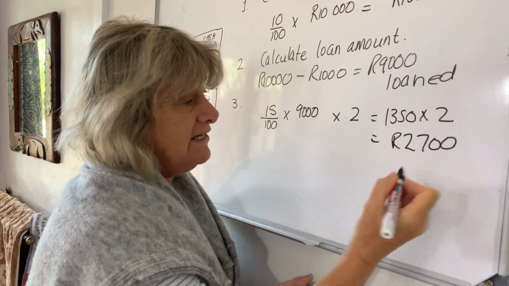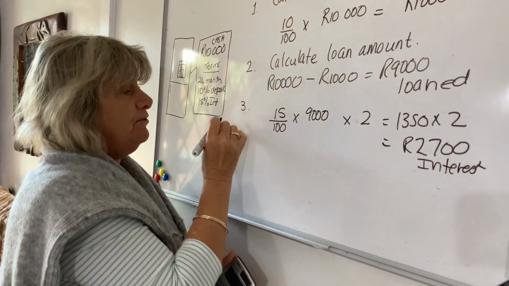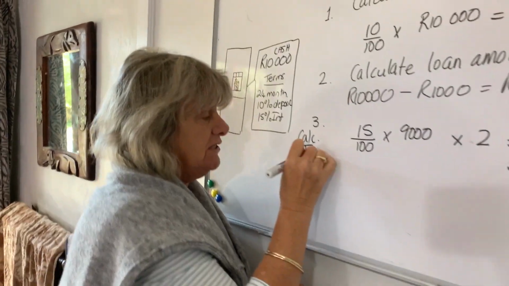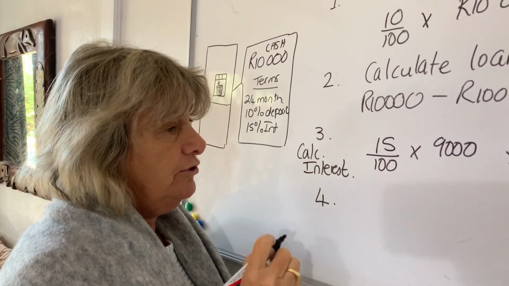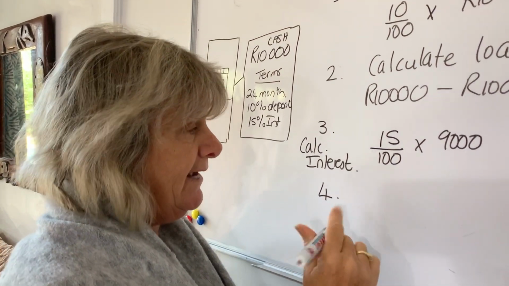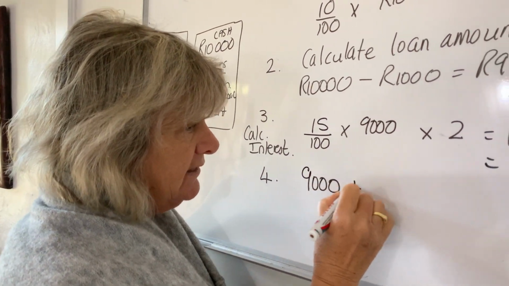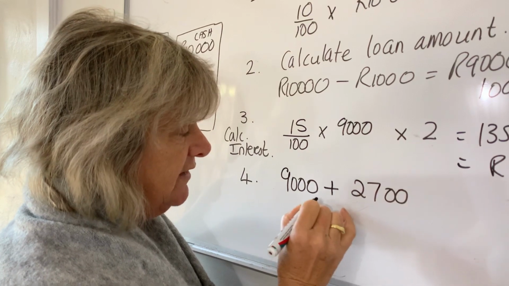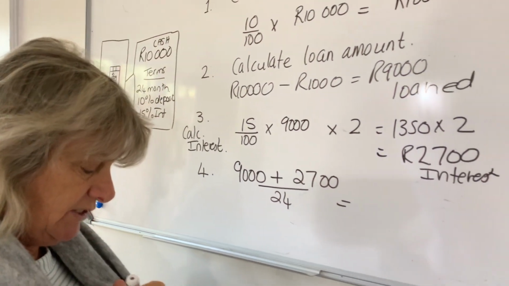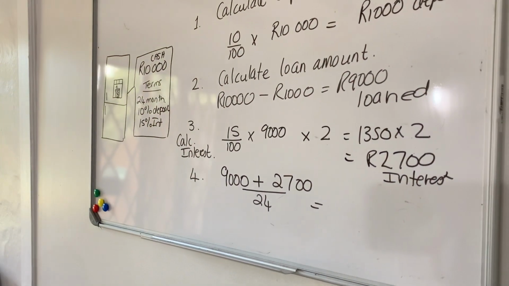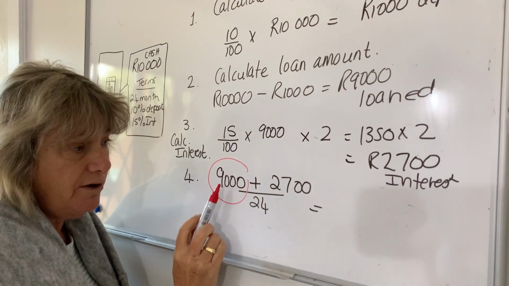So now that is not what you have to pay back, that is just the interest, right? So step 3, we were calculating interest. Now in step 4, you're going to work out what you need to pay. So you must take the loan amount, 9,000 Rand, plus the interest of 2,700, and we're going to divide that by 24. Adding in the loan amount that you've loaned, you've got to repay that back as well.